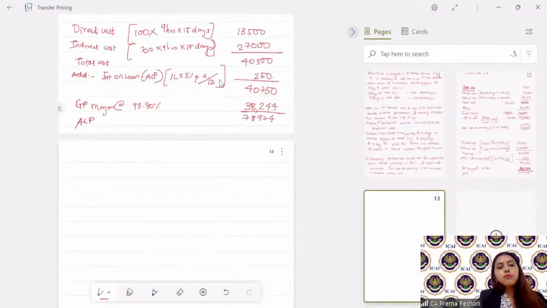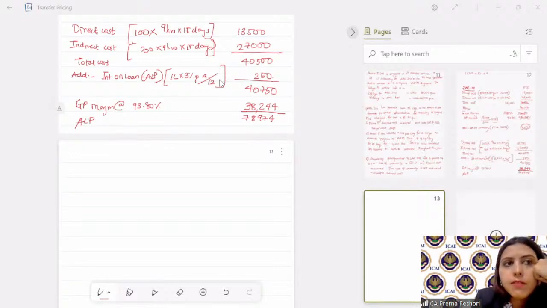Are we clear? Any doubt? Any doubt? So this is how you will calculate the cost plus method. Clear? Yes or no? Okay, let's take a small break of 10 minutes and then we get back. 10 minutes break.